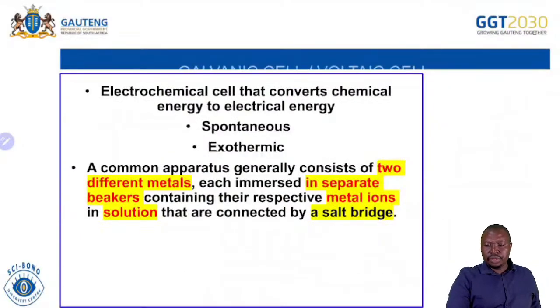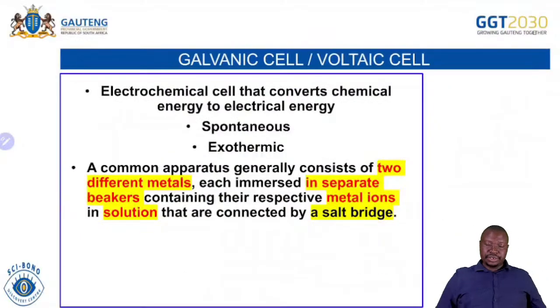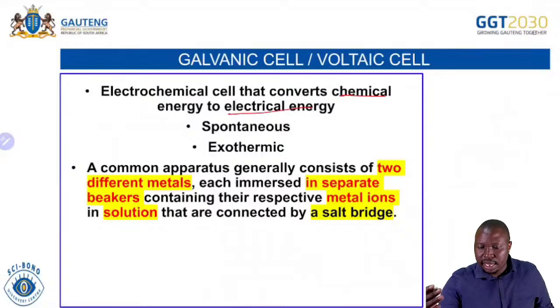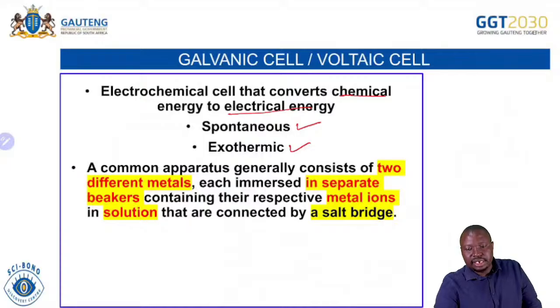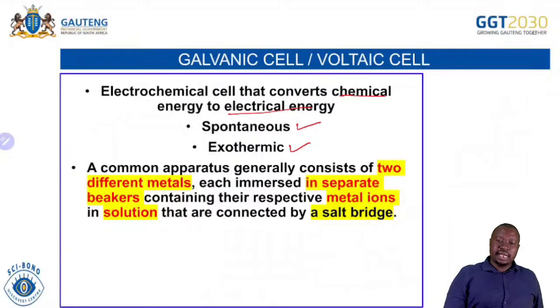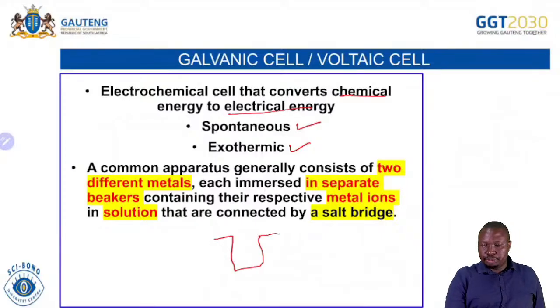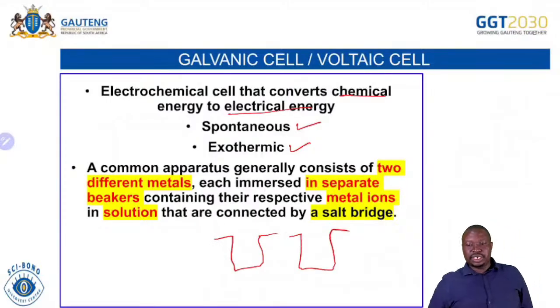Now, with no wasting of time, we'll look at the galvanic cell, which is our last topic. The electrochemical cell, this one, converts chemical energy to electrical energy. It's no longer electrical to chemical. And this one is a spontaneous reaction. It is exothermic. In the common apparatus, we no longer have one beaker. We are now using two beakers.